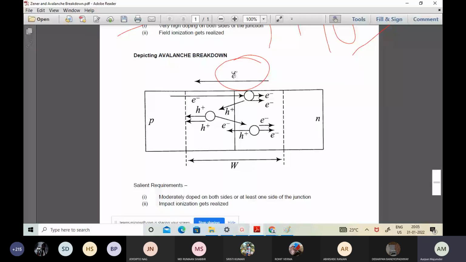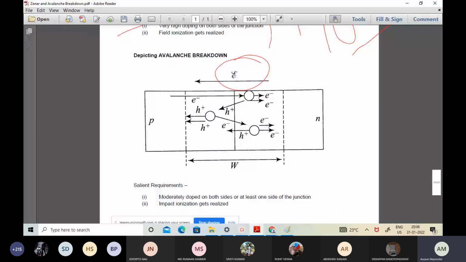Now, as I was talking about this impact ionization, what does happen out here? The electric field which develops in the depletion region, what should it do? It will simply accelerate the carriers towards the N side. That is, the electrons on the P side will simply get accelerated towards the N side. Once it gets into the depletion zone, it can acquire sufficient velocity followed by kinetic energy, which helps it to traverse the depletion zone.